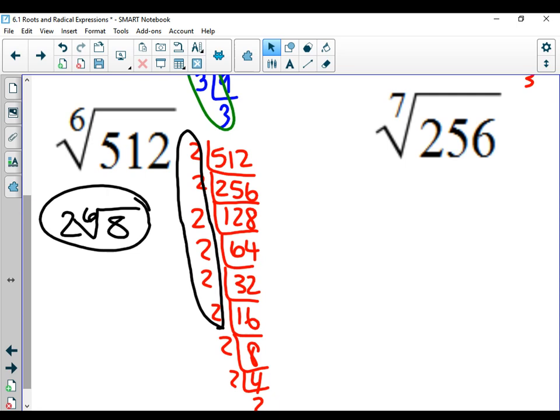Any questions with these higher roots? Besides the fact that you're writing numbers in lines for days. That's more of a comment than a question, but any questions?